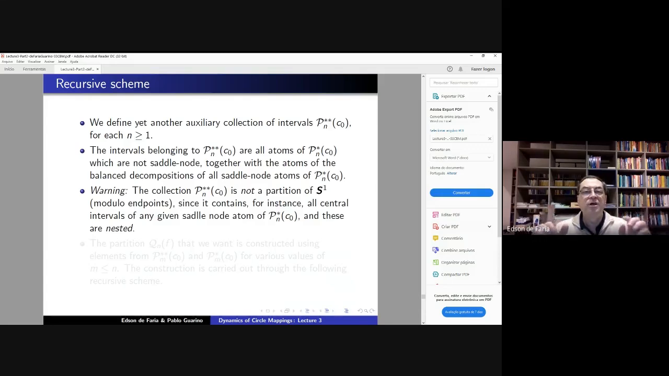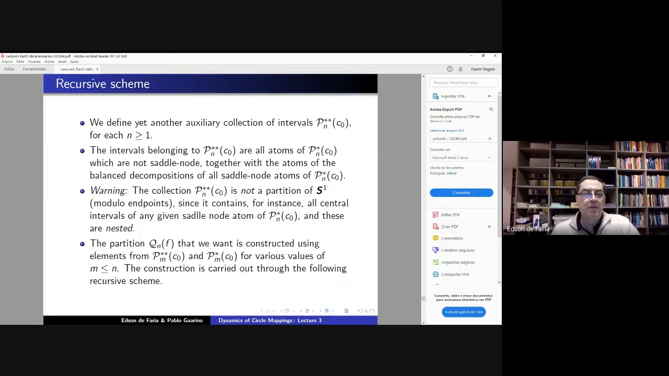So when you have a bridge, you have those L's and R's, and you have those M's, and these M's are nested, and they are all inside P sub n double star, okay? So this is not a partition of the circle by any means, but it's an auxiliary collection of intervals. So now the actual fine grid is going to be defined in terms of these collections of intervals and these partitions, okay?